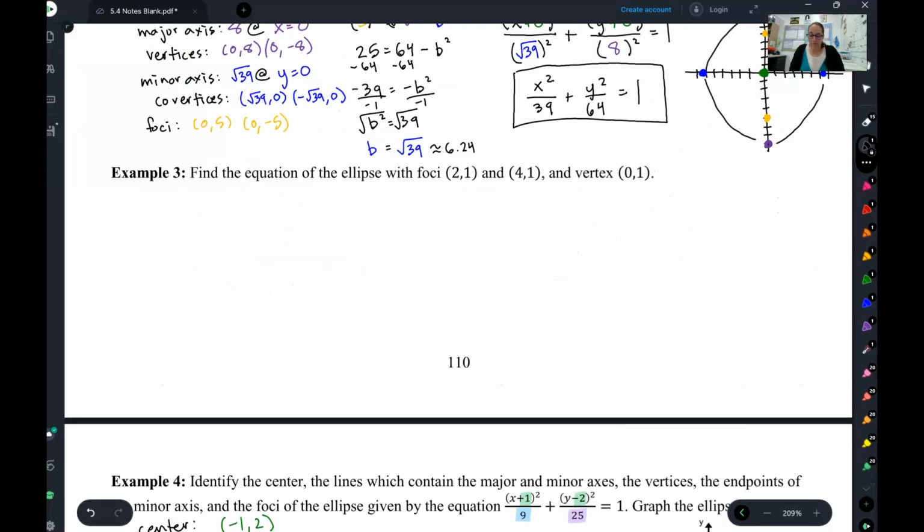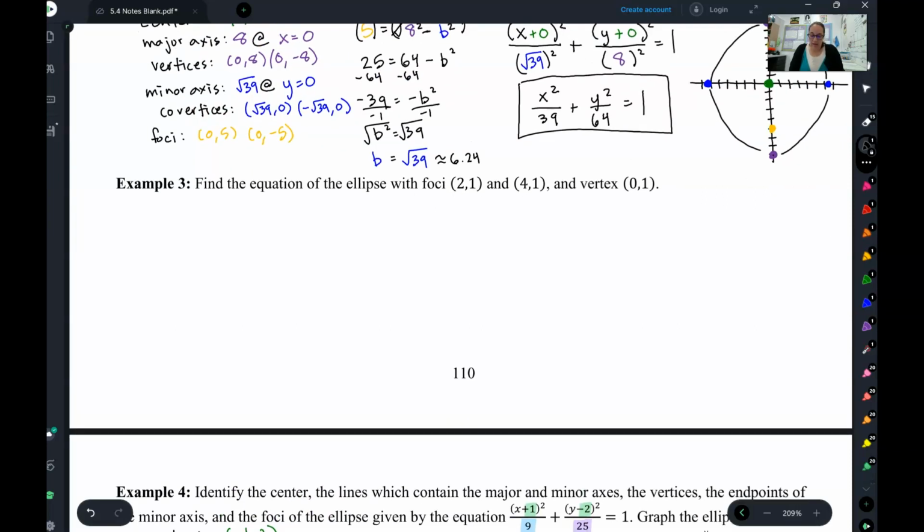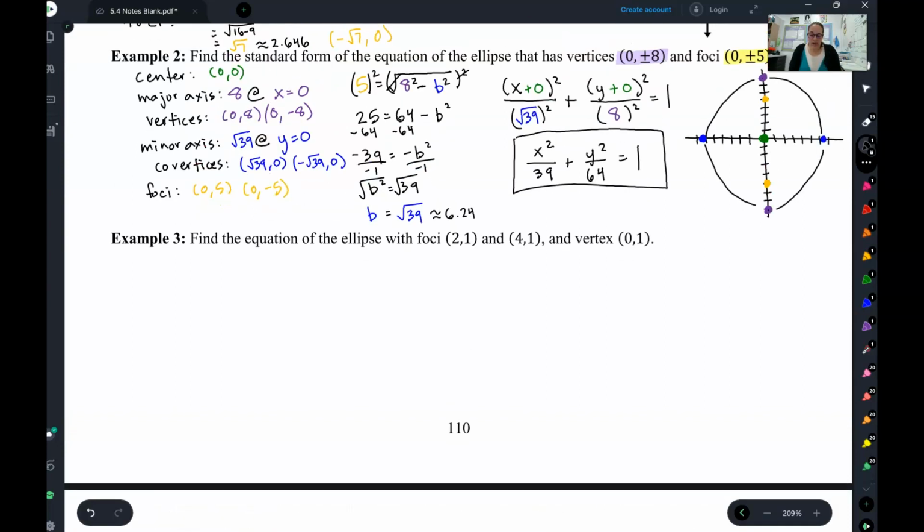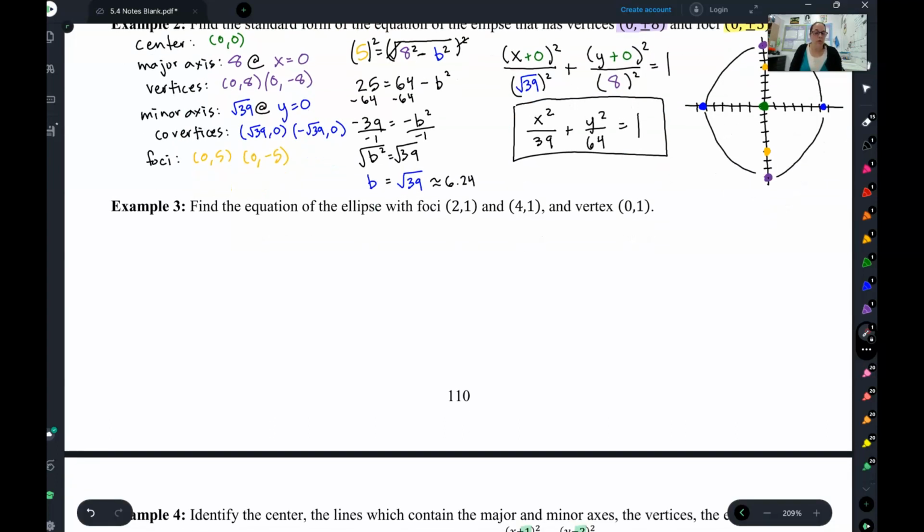So now I'm going to have you try one of these application problems. In example 3, you are given 2 of the foci and 1 of the vertices. You need to graph all of this, use that graph to come up with the rest of your information, and then use that information to come up with your equation. So pause the video, read through this one, and try it out on your own.